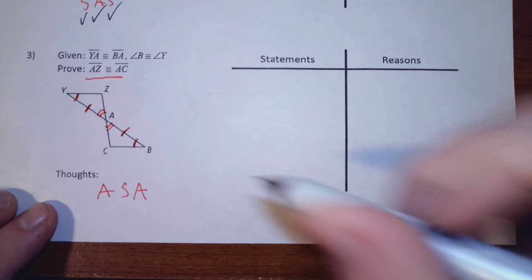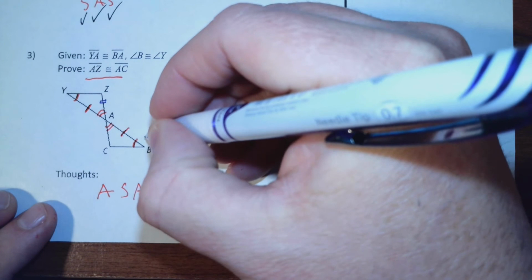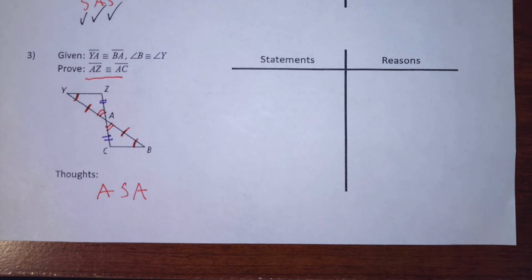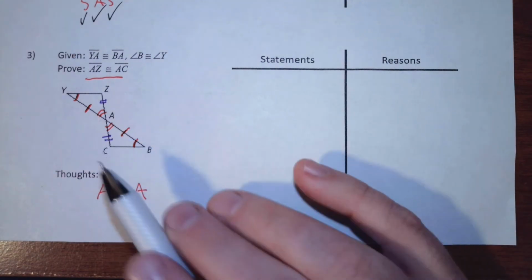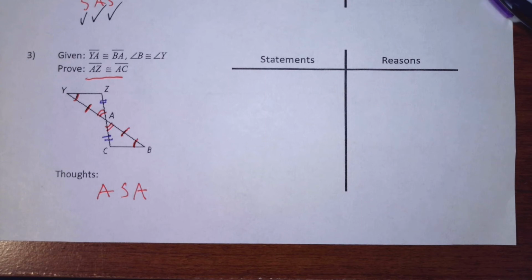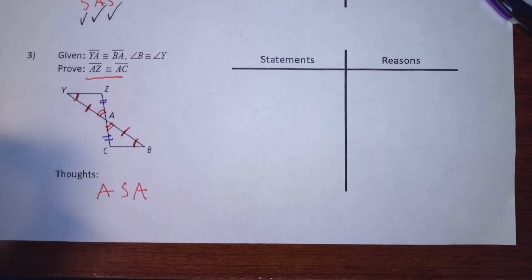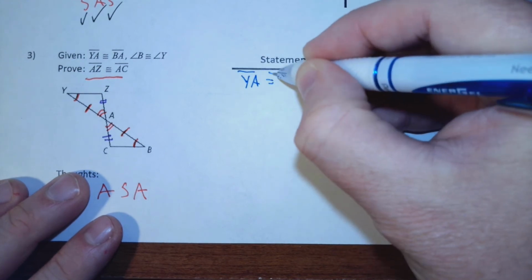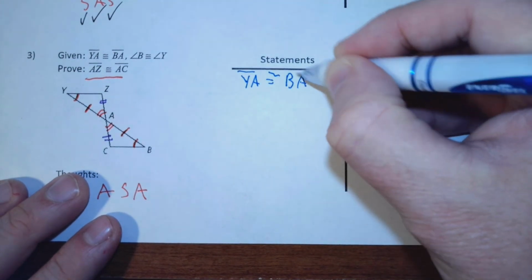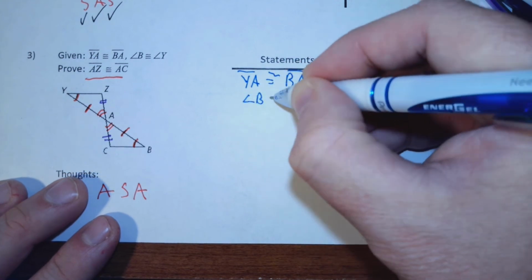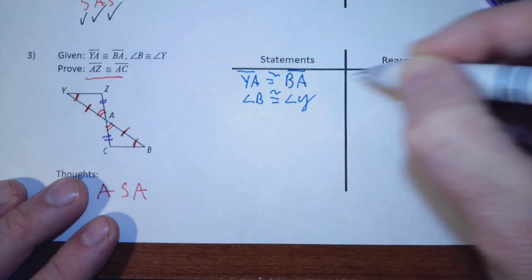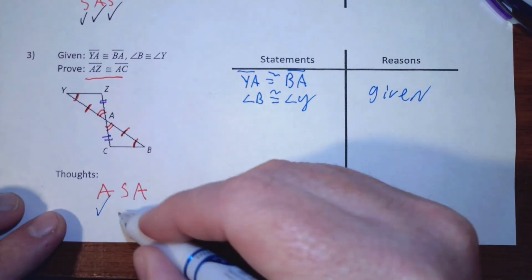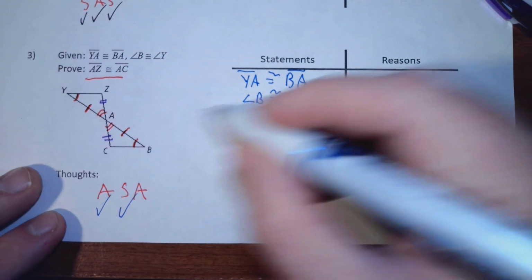Okay, great. Now I am proving two sides. So I'm trying to prove AZ is congruent to AC. Okay. So that shouldn't be a big deal. So let's go ahead and look at this and see what we got going. Okay, let's just write our given here. YA congruent BA, angle B congruent to angle Y. Given. Okay, just from the given, I got an angle, I got a side. Okay, let's do this.